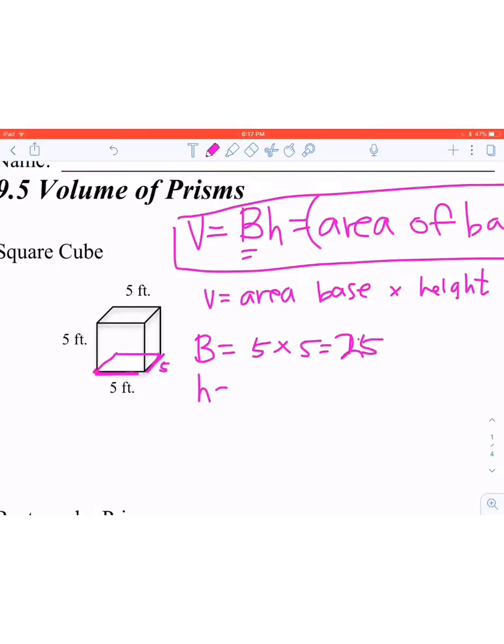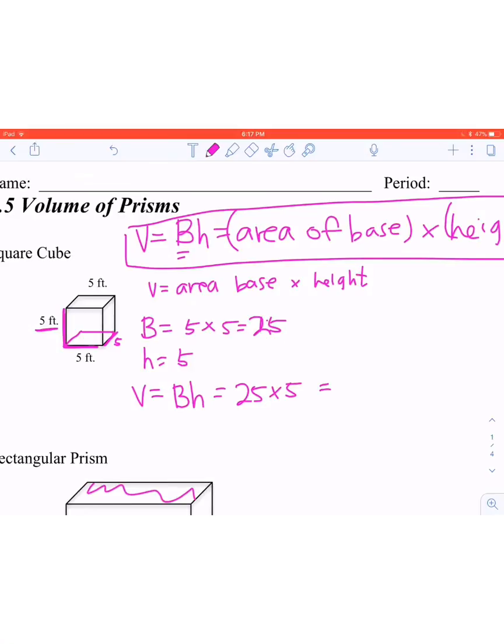And then the height is 5. So to find the volume would be the area of the base times height, which is 25 times 5. So we will say it is 125 cubic feet.